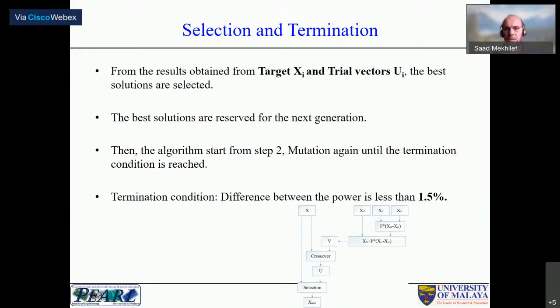Then the selection and termination is based on the power difference. If the difference in power is less than 0.5%, then we do termination.